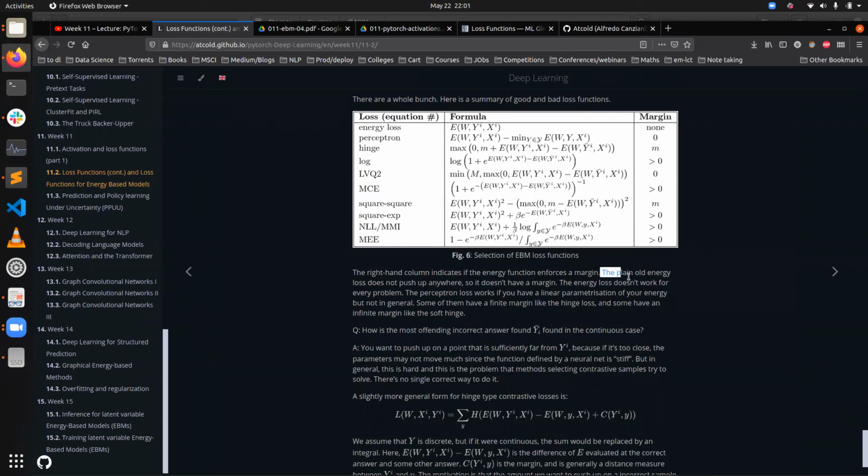Yep. And as I had said before, the simple energy loss does not do anything to push up the energy at other points, and it does not have a margin. So it's not that good. And the perceptron loss works when you have a linear parameterization of your energy. So if you don't have any non-linearity in your model, I guess it does work.